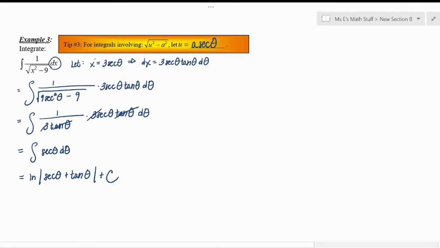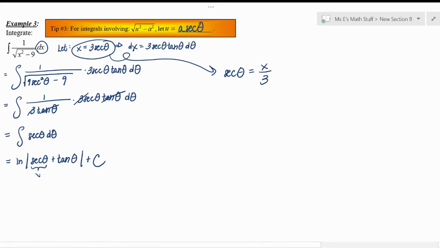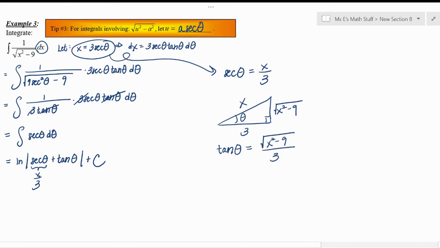All right, so primary relationship. If I divide both sides by 3, I would know that secant of theta is equal to x over 3, which means this part is done. And I can do my little right triangle move again. Secant is 1 over cosine, so this would be hypotenuse over adjacent. A little Pythagorean theorem work, and we end up with the square root of x squared minus 9 for that other leg there. And then the tangent of theta would be opposite over adjacent, like so.